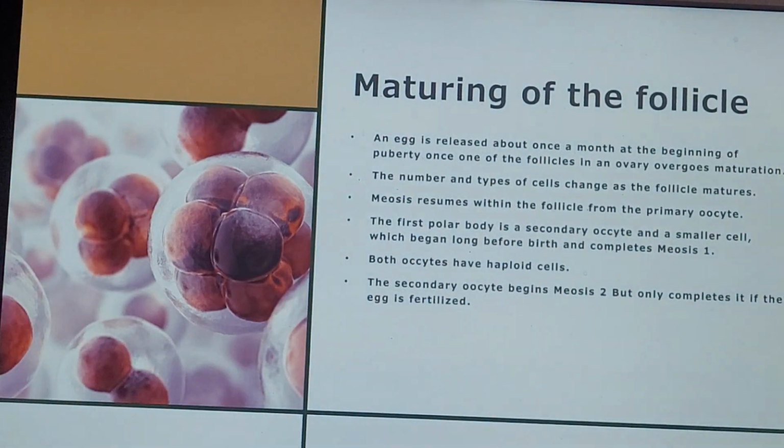The maturing of the follicle. An egg is released about once a month at the beginning of puberty once one of the follicles in an ovary undergoes maturation. The number and types of cells change as the follicle matures. Meiosis resumes within the follicle from the primary oocyte. The first polar body is a smaller cell, and the secondary oocyte began meiosis long before birth and completes meiosis I. Both cells are haploid.